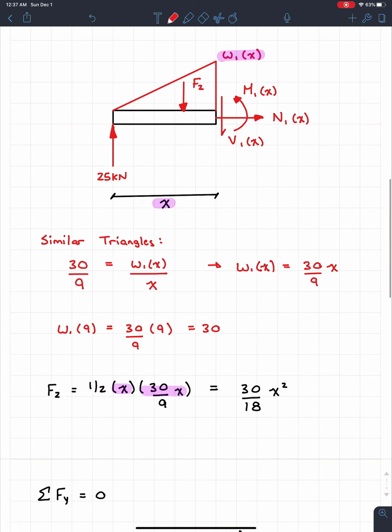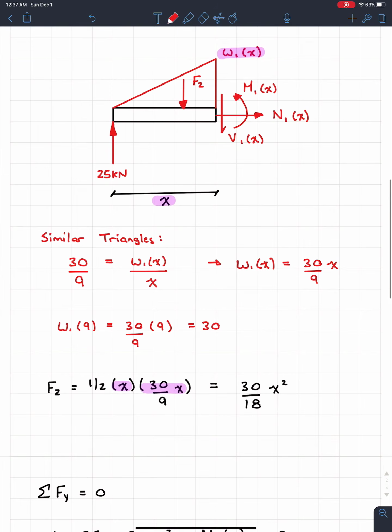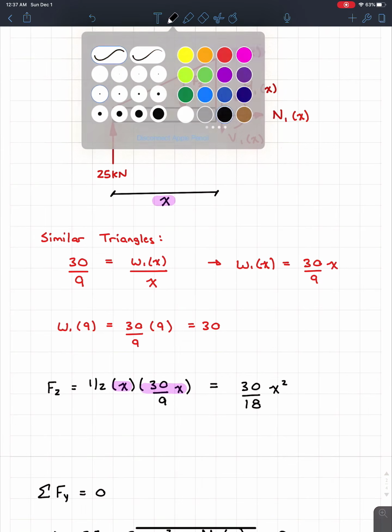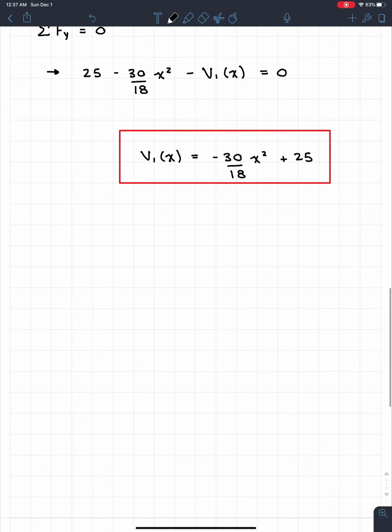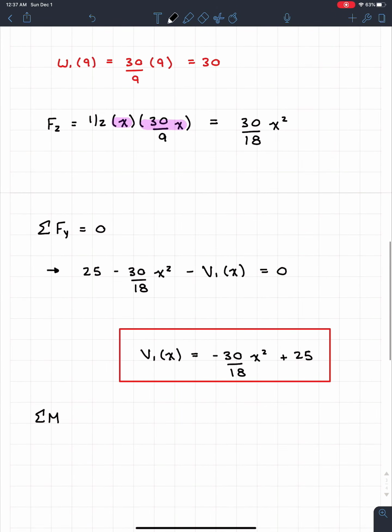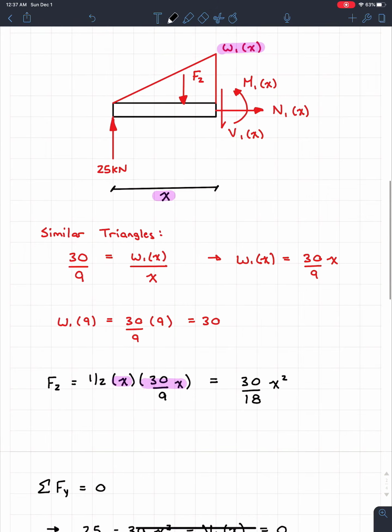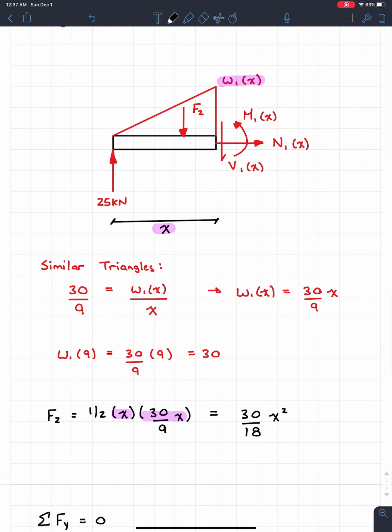But we're going to focus on segment 1 here because we now need to solve for the moment, M. Let's come down here. I'm going to go sum of the moments. And this is what confuses a lot of students. So again, where do I take the moment? Because I can take it anywhere. Well, what I highly recommend for these scenarios, always take the moment where you cut the beam.